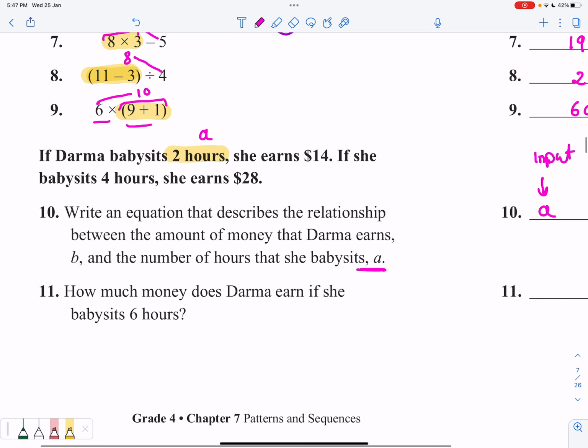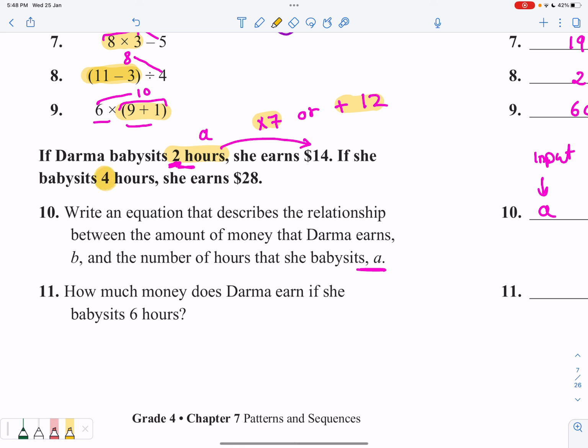So she babysits 2 hours, and she got 14. Now you're going to think about how we could change this 2 to 14. We can add some number, which is 12, or we can multiply it by 7. So multiplying by 7 or adding 12. Now let's look at the other two numbers and decide which one of these is the correct operation.